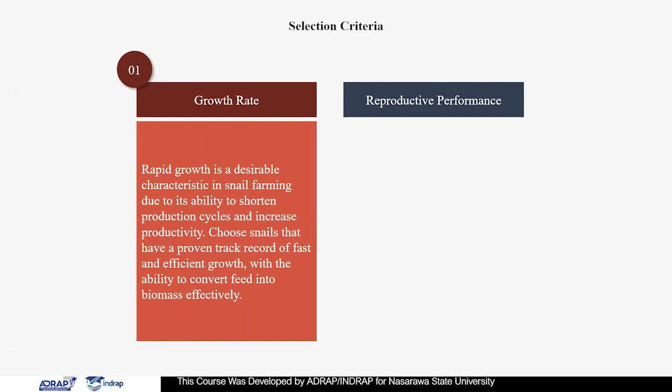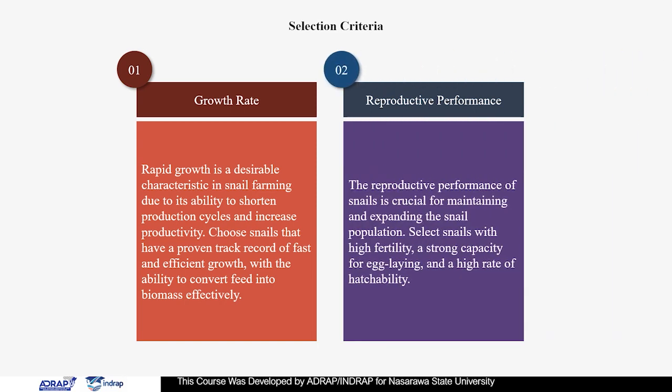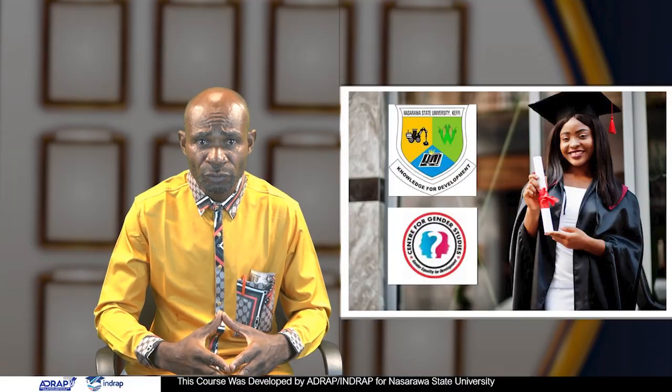Selection criteria: growth rate. Rapid growth is a desirable characteristic in snail farming due to its ability to shorten production cycles and increase productivity. Choose snails that have a proven track record of fast and efficient growth, with the ability to convert feed into biomass effectively. Reproductive performance. The reproductive performance of snails is crucial for maintaining and expanding the snail population. Select snails with high fertility, a strong capacity for egg laying, and a high rate of hatchability, as these are factors to consider.